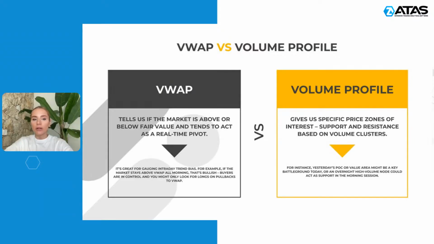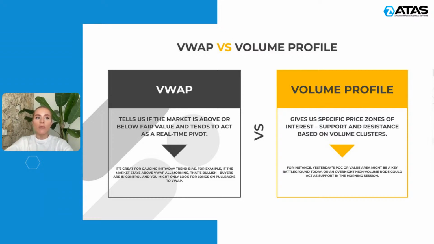But despite the differences, what is actually similar and why do we use them together? Well, we use them together because, as you might guess, they complement each other's weaknesses. VWAP tells us if the market is above or below the fair value and tends to act as a real-time pivot, so it's great for gauging intraday trend bias. For example, if the market stays above the VWAP midline all morning, that's bullish. Buyers are in control, and you might only look for longs on pullbacks to VWAP or its resistance bands.